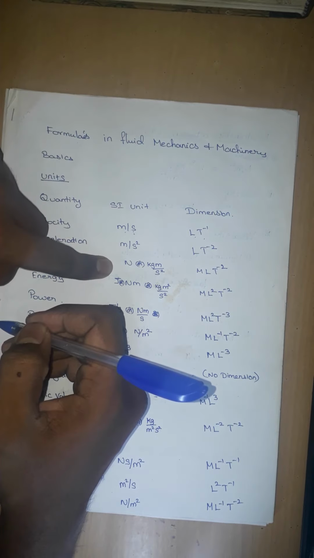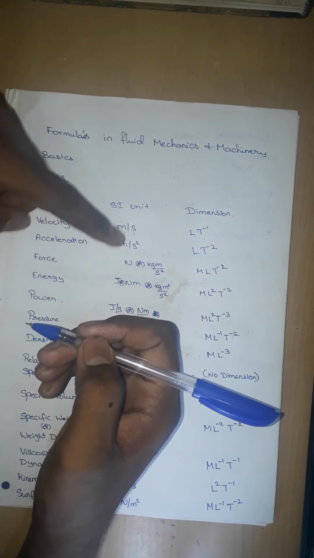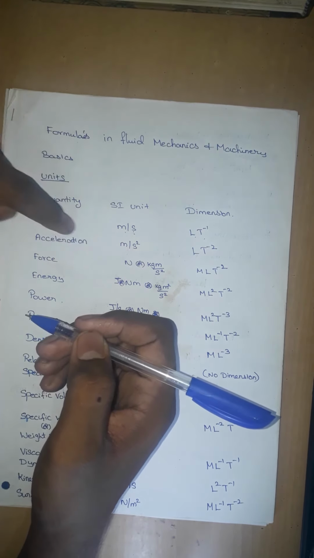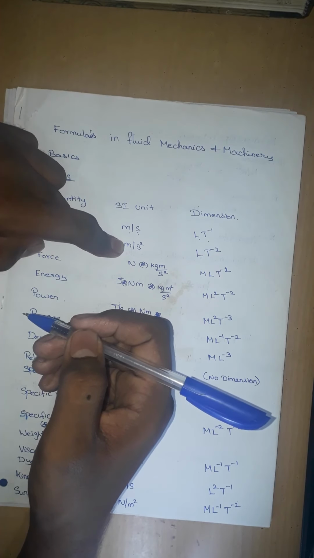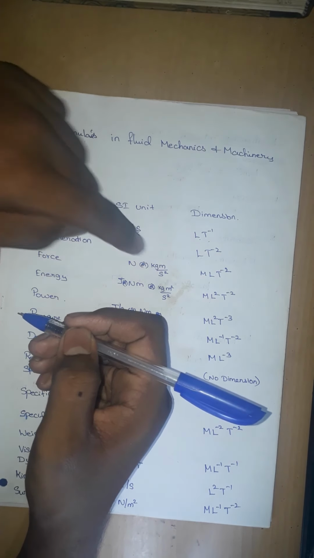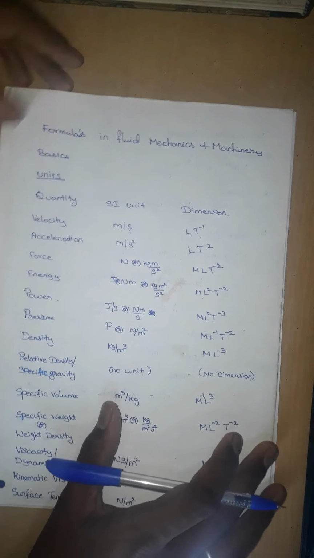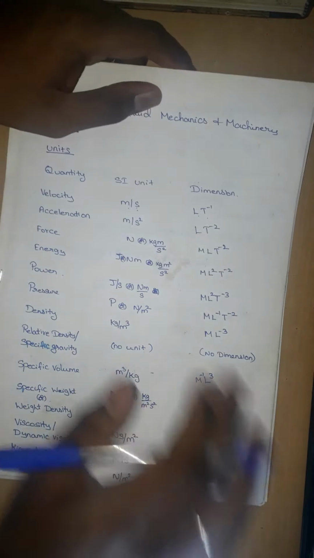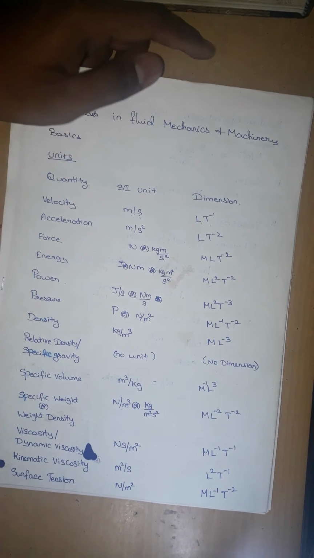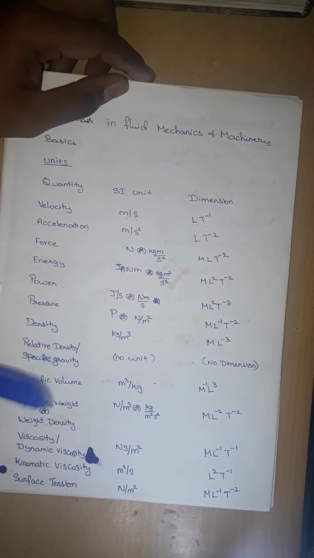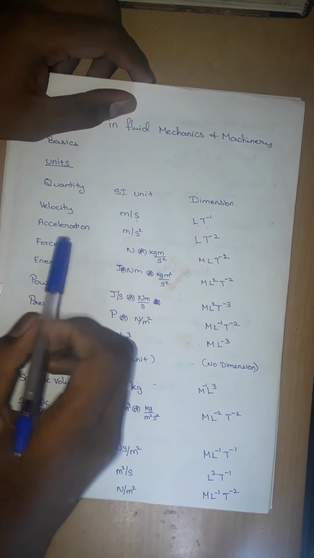Force in terms of Newton is nothing but mass into acceleration due to gravity. That acceleration becomes meter per second square, so kg meter per second square, which in terms of dimension is M L T power minus 2. Similarly, there are several units which need to be studied in fluid mechanics.